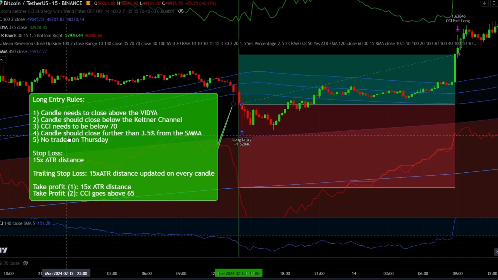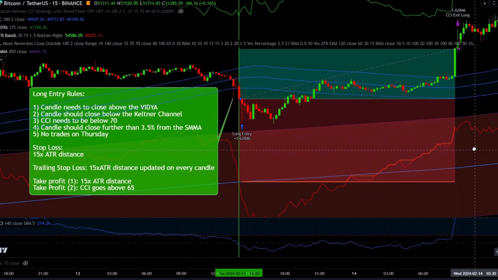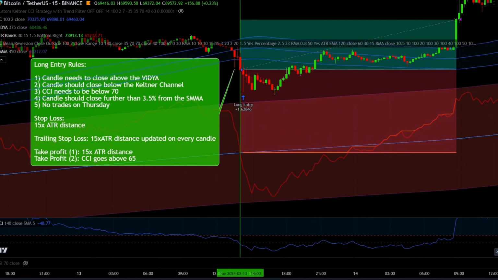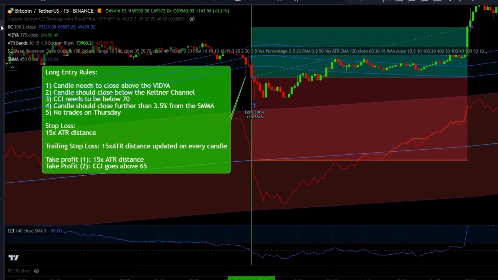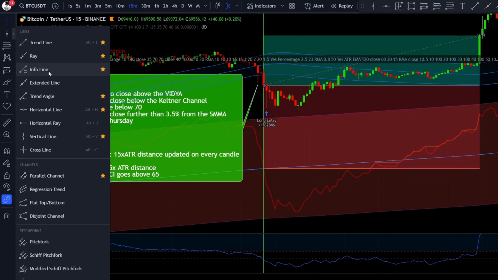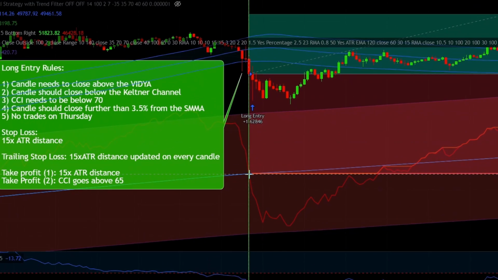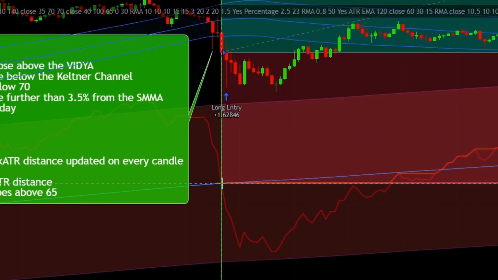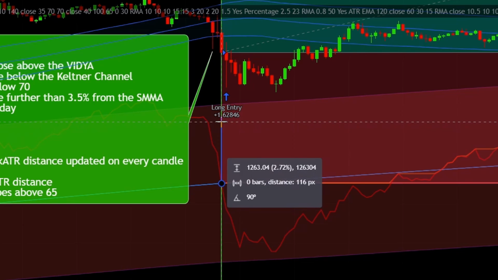The fourth rule is that the candle should close further than 3.5% from the SMMA line. This blue line is our SMMA line, but what does a close further than 3.5% mean? Well, to calculate that, head over here and choose the info line. Now find the SMMA line right below the entry signal candle, click once and start measuring 3.5%.